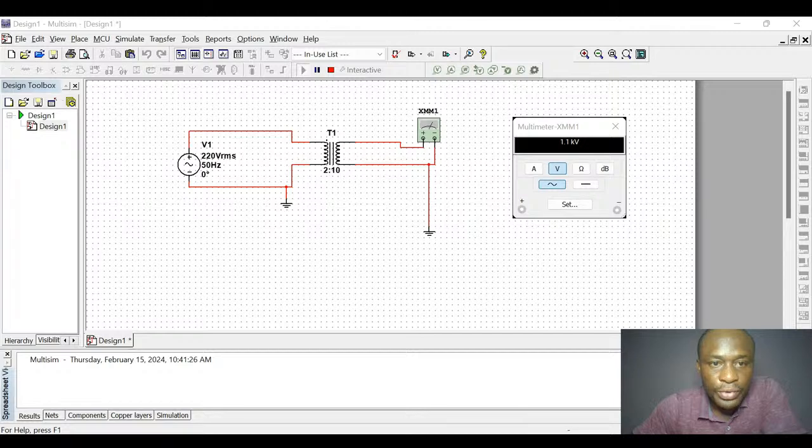So if you look at this T1, which is the transformer we are talking about, at the primary side, the side where you connected the voltage source, which is 220 volts RMS at 50 Hz frequency, we have 2 turns of wire. These 2 here mean the number of turns of wire. Then at the secondary side, we have 10 turns of wire. So what we measured using our multimeter is 1.1 kilovolts, meaning that this transformer is a step-up transformer. Are you following?